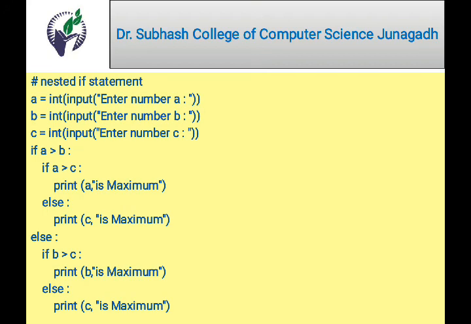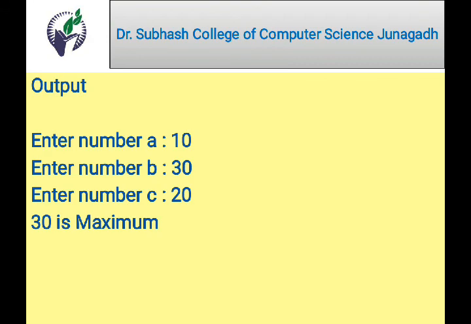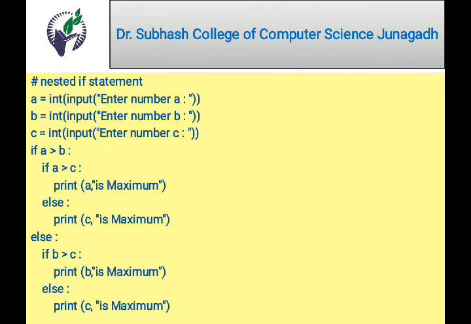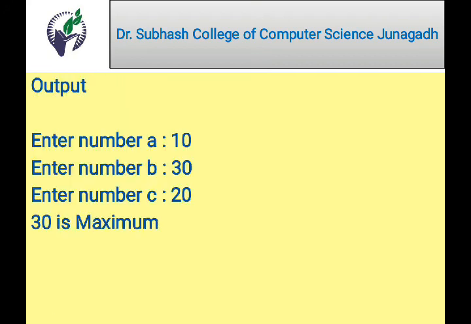Let's see the output of this. Here we have given a, b, c as 10, 30, 20, and the maximum is 30. So with 10, 30, 20, here 10 greater than 30 is false, else part 30 greater than 20, yes. So b is the maximum, b is 30, so the output is 30.